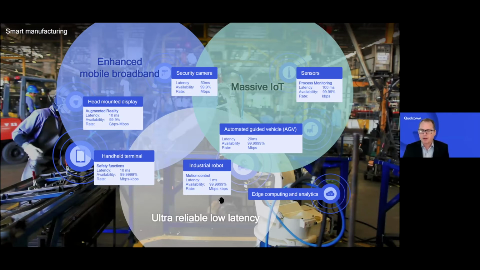So there is the desire and the need to efficiently support these services, where there are different requirements, whether it's latency, data rate, or availability. So considering things like a security camera, a head-mounted display, or a handheld terminal, these have different requirements compared to, say, an AGV or a sensor that's giving data very infrequently.